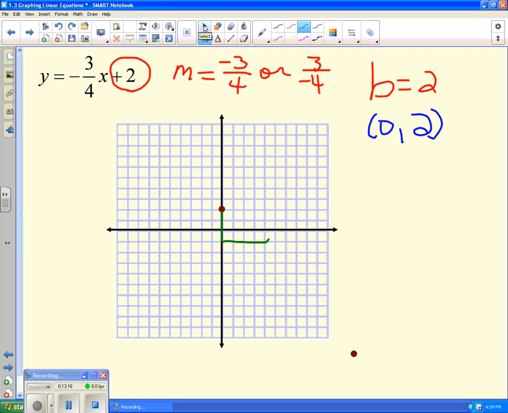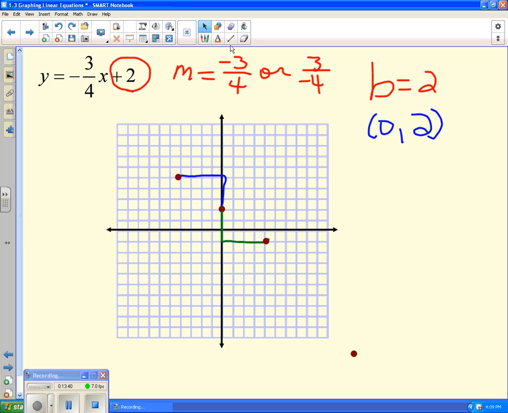Now if I wanted to, I could look at the other one, and I could go up 3, which is the +3, 1, 2, 3, and then the -4 would be this way to the left, 1, 2, 3, 4. So that would get me another point. Remember, to graph a line, you only need 2 points. So I could have either just gone up or just gone down. It doesn't really matter. You just need 2 points.